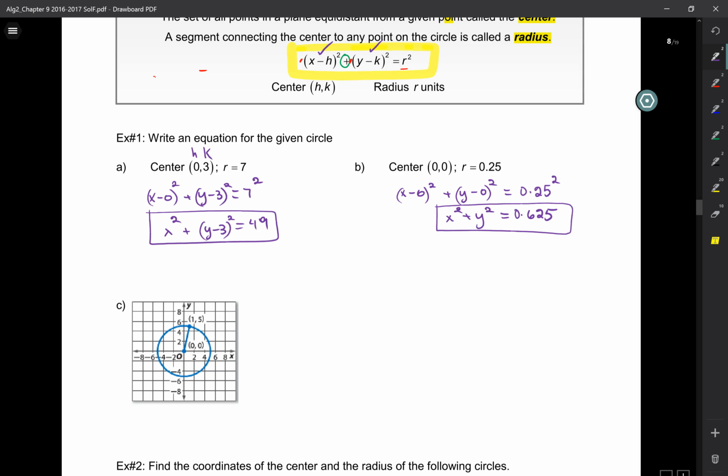All right, so what does this tell me? Where is the center of the circle? 0, 0, which is the origin, right? If a circle is centered at the origin, then the equation just looks like x squared plus y squared. That means it's centered at the origin.